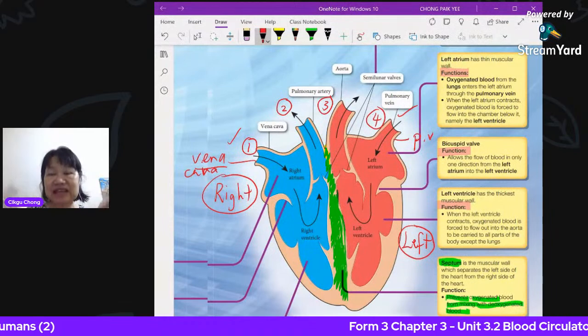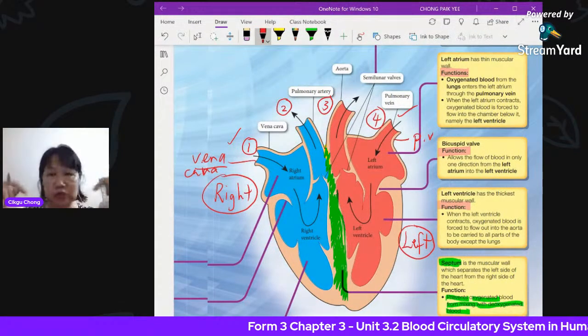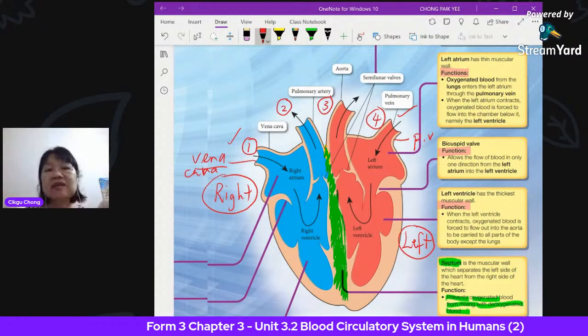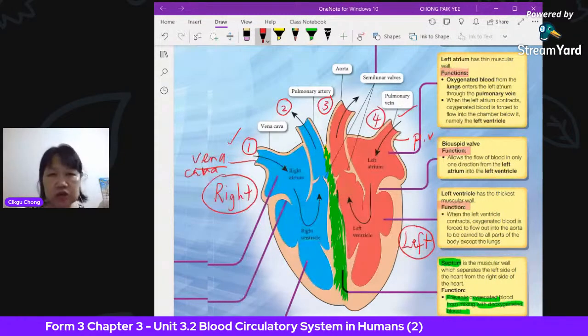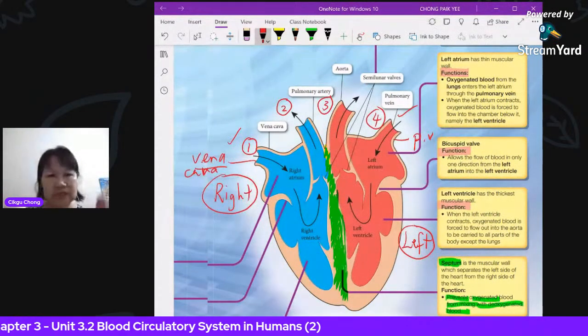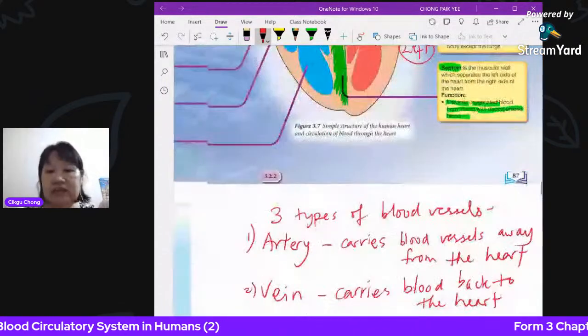Okay, understand? As long as the blood comes into the heart, it's called a vein. Doesn't matter whether it's oxygenated or deoxygenated blood. Doesn't matter what kind of blood it is. Okay, so now the third one. What is the third one?